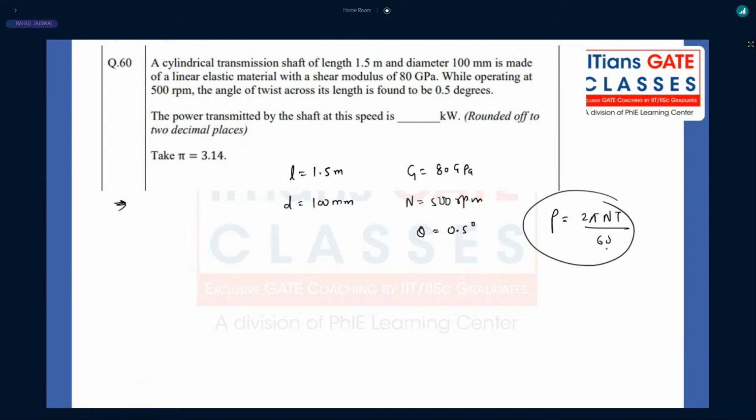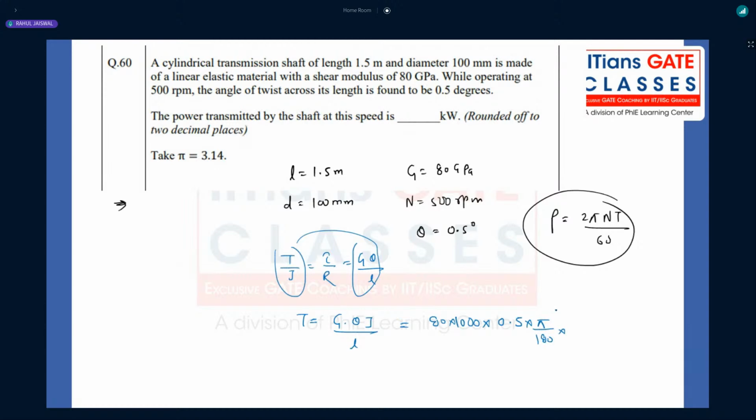Now, first of all, we need to calculate T. So T by J, tau by R, G theta by L. If you correlate these, you get G theta J divided by L, right? So from here, 80 into 1000, that is in megapascal. Theta will be 0.5 degree, that is pi by 180, in radians. Because except in trigonometric functions, theta should always be in radians, right?